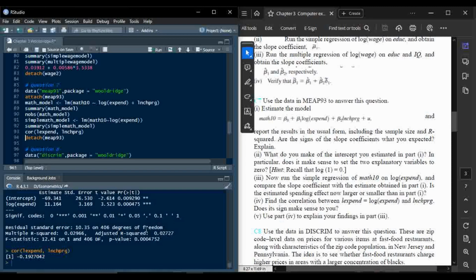Now since the correlation between these two variables is less than 0, that is, it is negative, the simple regression estimate, that is log expend in this equation simple math model, is larger than the multiple regression estimate in the original model. So intuitively, failing to account for the poverty rate leads to an overestimate of the effect of spending. Okay, so we are done with this question.